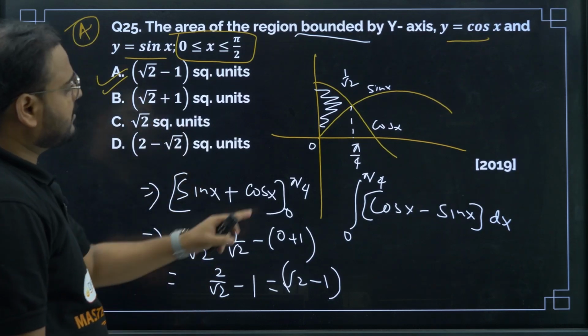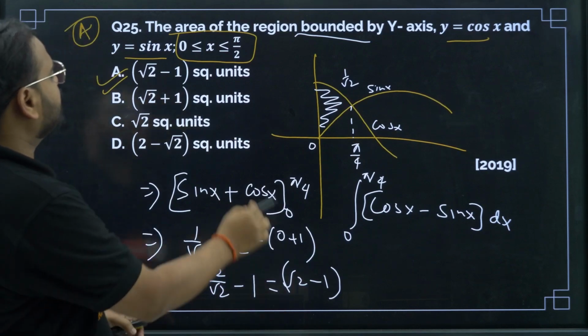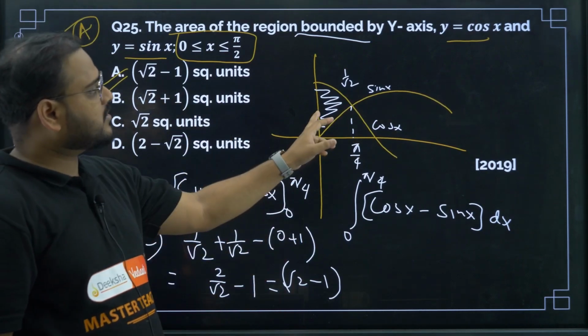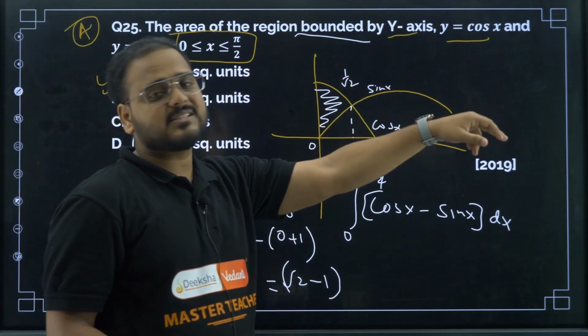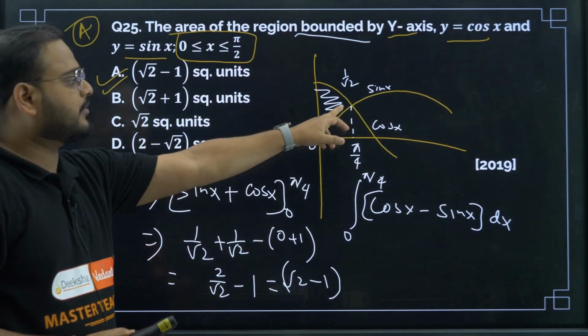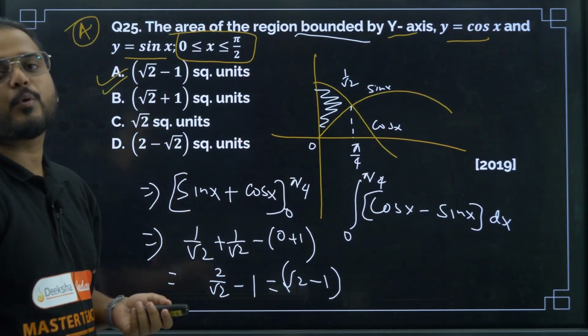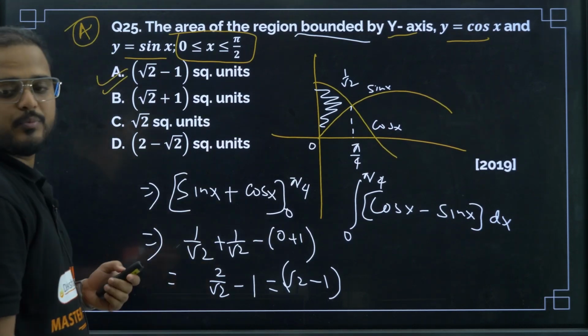I hope you understood this graph between cos x and sin x. This is cos x, this is sin x. What is the limit given? 0 to pi by 2. Sir, why did we not take pi by 2? Because they are asking the area between the y-axis and cos x and sin x. How will I take pi by 2? We have to find the point of intersection. How much is that? Pi by 4. How come, sir? Sin and cos are both 1 by root 2 at 45 degree. I hope this is visible.